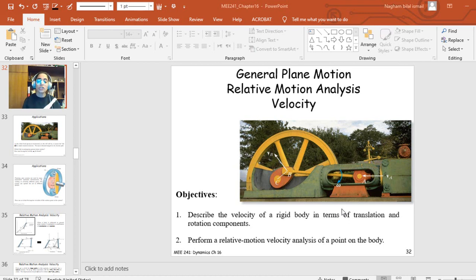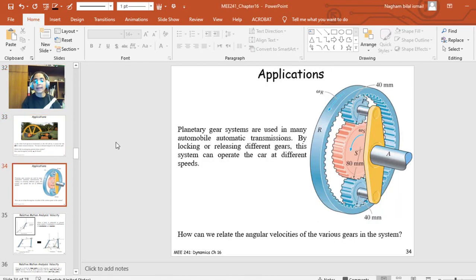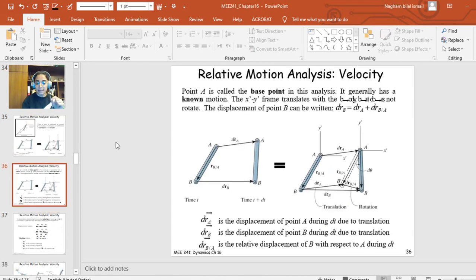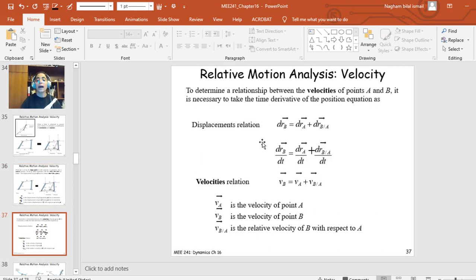Now, what if I have a general plane motion? A general plane motion, as we said, is a combination of translational and rotational motion. So in order to do our analysis, I'm going to take A as the base of this rotation. So I'm going to assume that A is the base of this rotation, which means A belongs to the axis of rotation. And I'm going to use the relative motion analysis.